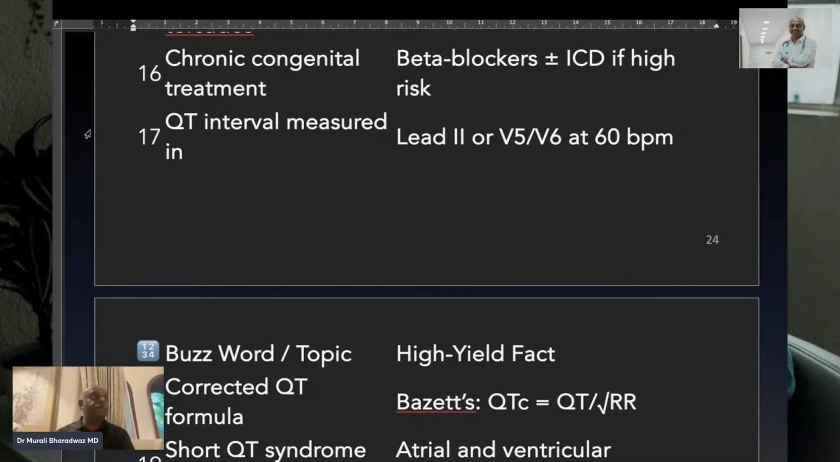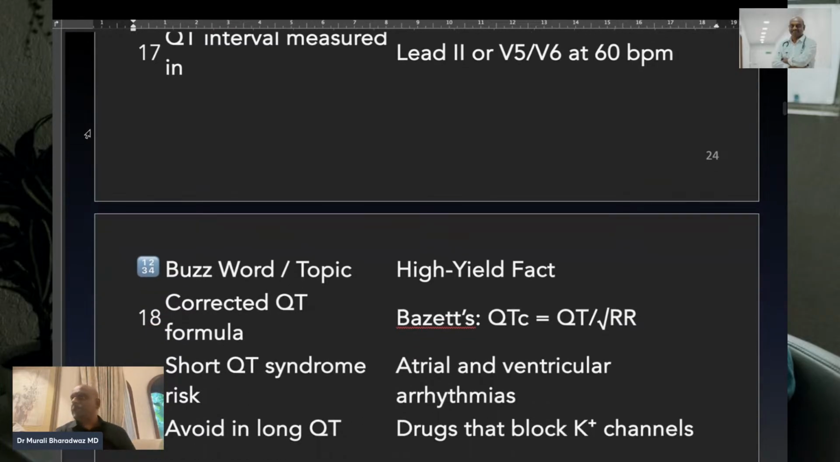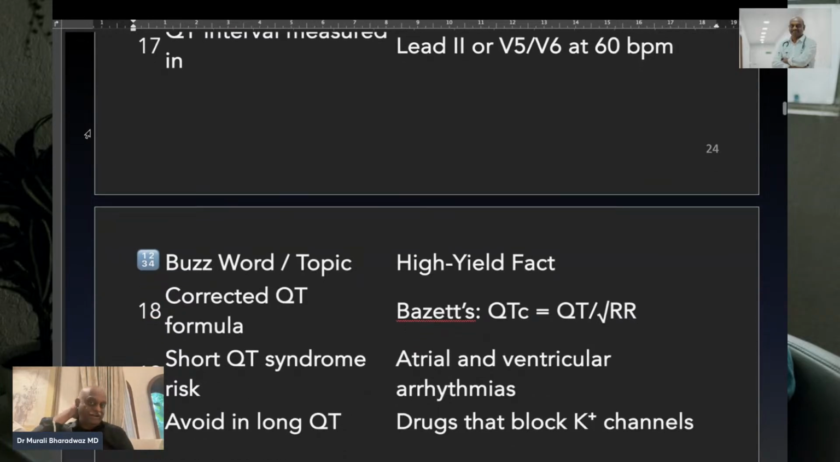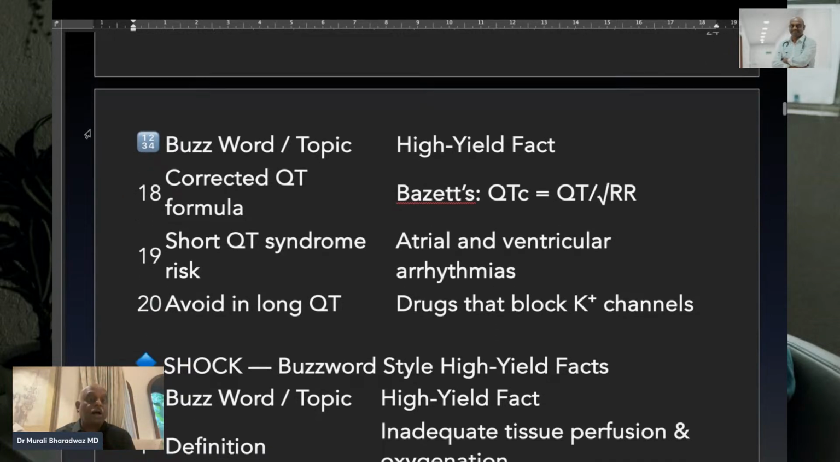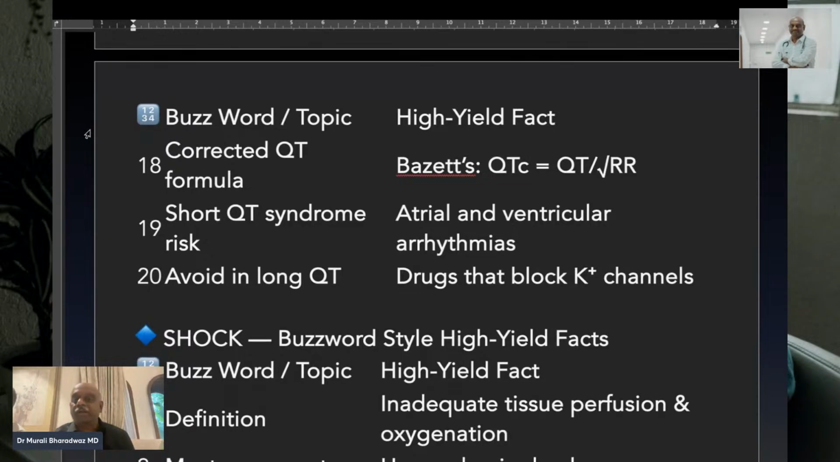Right arm to left arm is lead 1. Left arm to left leg is lead 3. So lead 2 is exactly the way the cardiac rhythm is passing. It's called the rhythm lead. That is the place where you see the QT interval, or V5, V6, which are the left-sided leads. So what is that formula called? Bazett's formula. Corrected QT interval is QT divided by the square root of the RR interval, is what you need to remember.